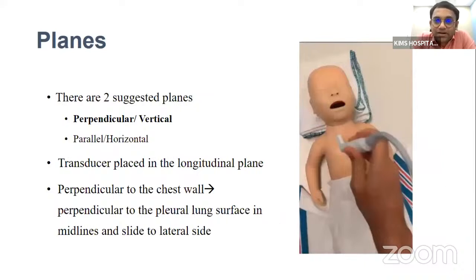In the perpendicular or vertical plane, we place the transducer along the longitudinal line, in a way such that it is perpendicular to the chest wall. So it will be perpendicular to the pleural lung surface, and we keep the probe in the midline, and then we move from the midline to the lateral. In this way, we will do the lung ultrasonography with the specific probe in a specific perpendicular plane.